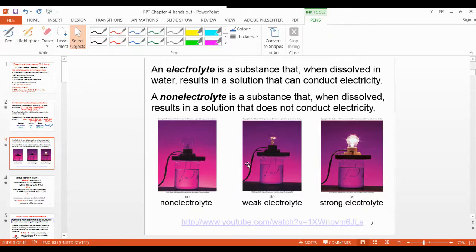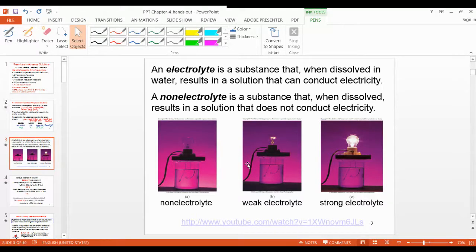Non-electrolyte, electrolyte, and there are two or three different electrolytes also: weak electrolyte, strong electrolyte, and non-electrolyte. What is an electrolyte? With an electrolyte, you will get light in the presence of the movement of electrons, right?